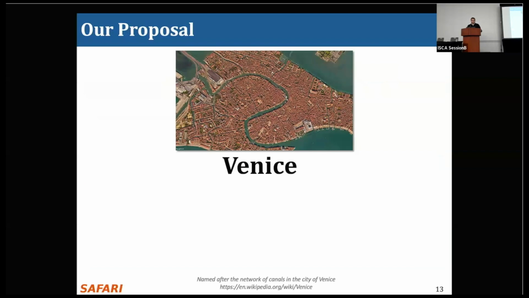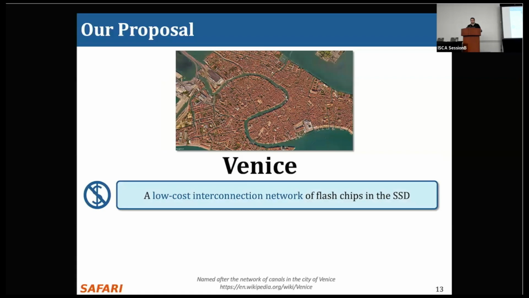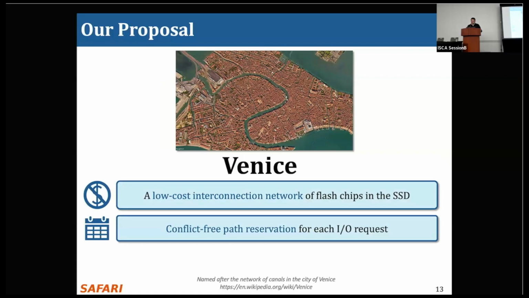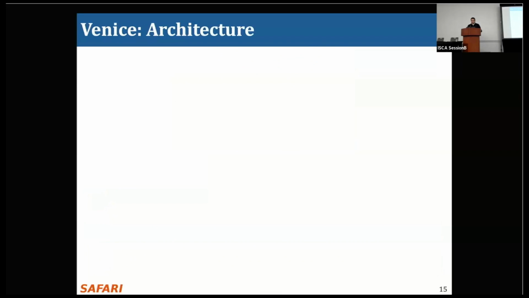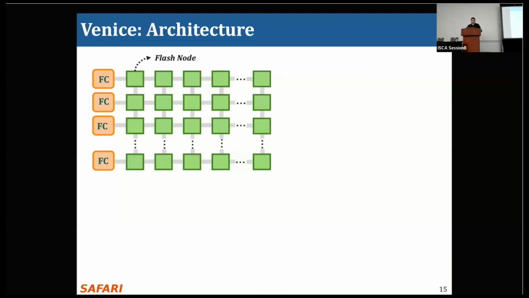Venice has 3 key components: a low-cost interconnection network of flash chips in the SSD, conflict-free path reservation for each I/O request, and a non-minimal fully adaptive routing algorithm for path identification. Now let's start by looking at the architecture of Venice. Venice has an interconnection network of flash nodes, which are connected using bidirectional links. Here we show a 2D mesh topology, but Venice in principle can work with any network topology.